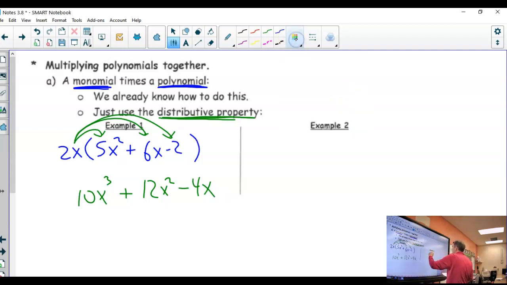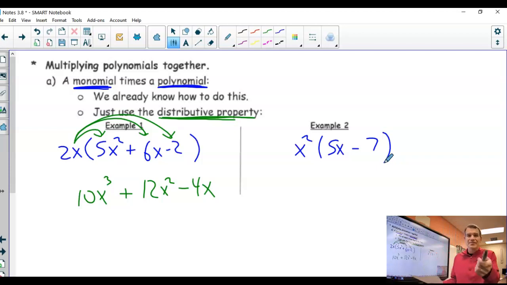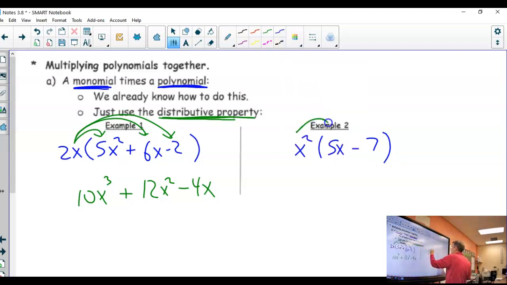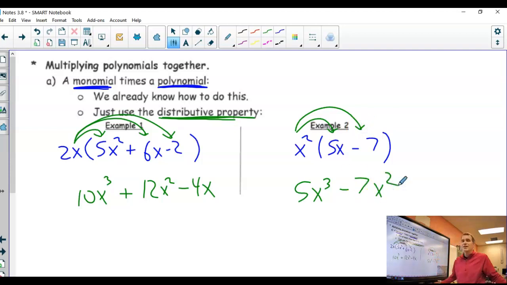How about x squared times 5x minus 7? You might want to pause the video, see if you get the answer, and then turn it back on. Let's see if you got it. I would multiply the x squared times 5x. That would be 5x to the third. And the x squared times the negative 7 would be negative 7x squared. Reasonably easy, kind of stuff we've already done.